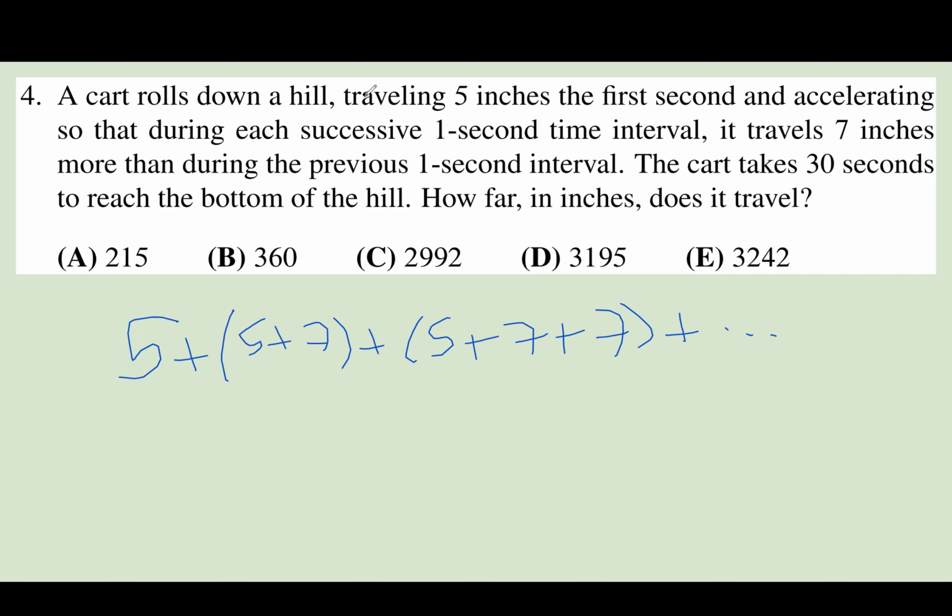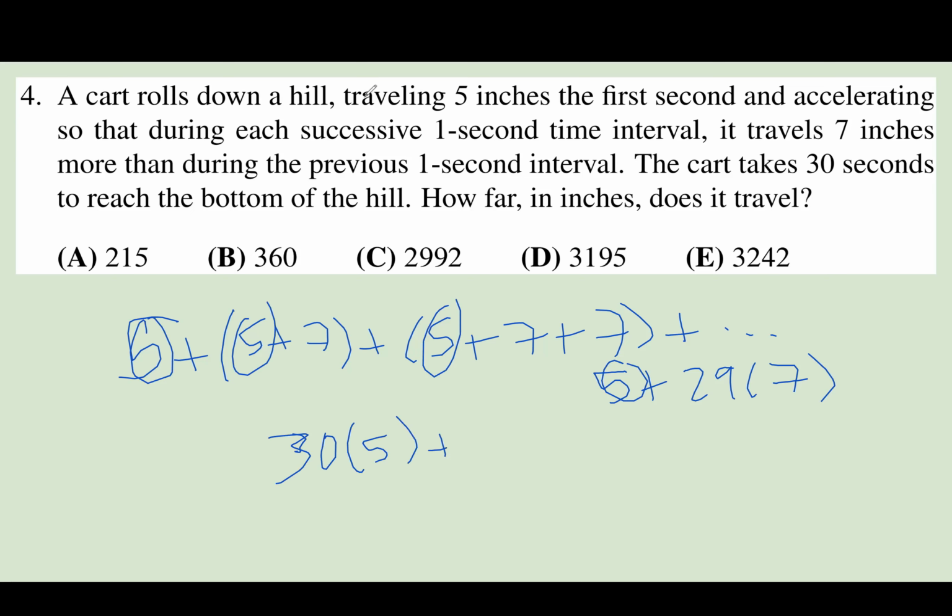But remember, in the first second, it didn't increase by 7 yet. So that means during the 30th second, it's going to be 5 plus 29 times 7. So we're summing 5, plus 5 plus 1 times 7, plus 5 plus 2 times 7, plus 5 plus 3 times 7, and so on, up to 5 plus 29 times 7. We're adding 30 terms in total, and each one of them has a 5 in it, so we definitely want to start off with 30 times 5.